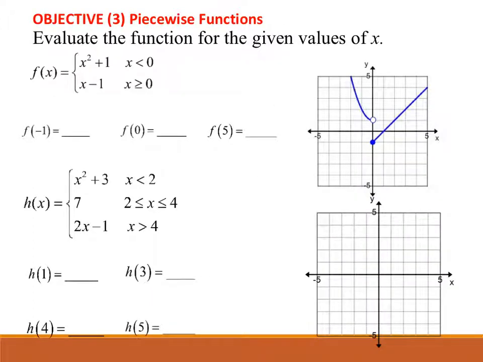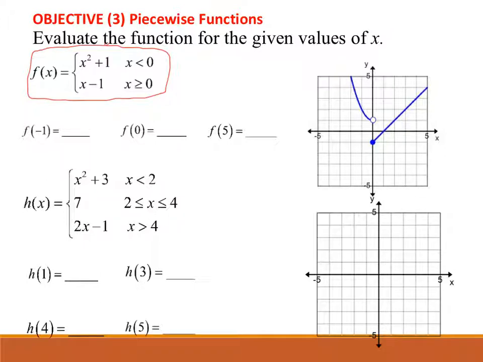Our third objective is to look at piecewise functions. So in our first function, where f of x is equal to x squared plus 1 when x is less than 0, or x minus 1 when x is greater than 0, we will first evaluate it at different points. So when x is minus 1, we notice that it's less than 0.